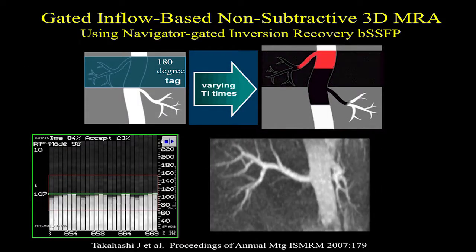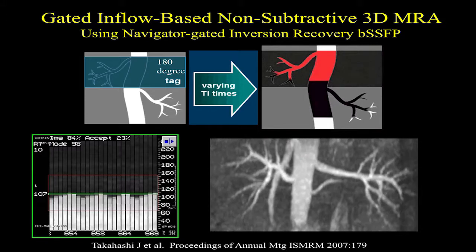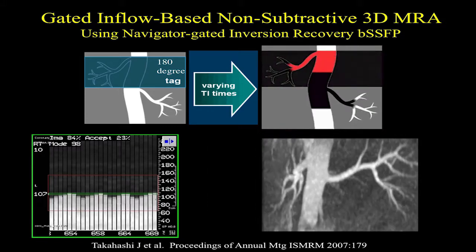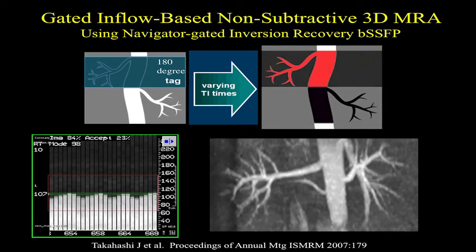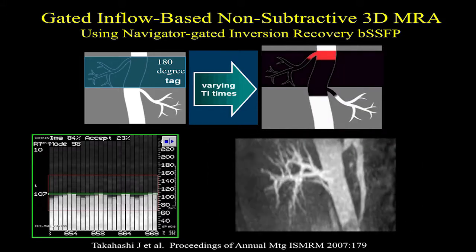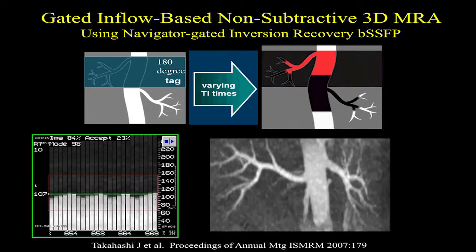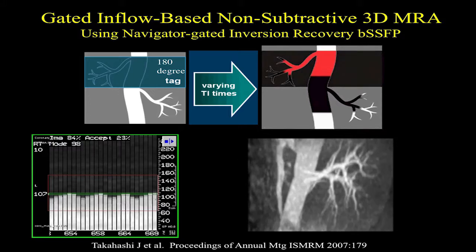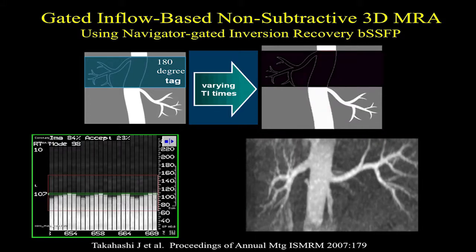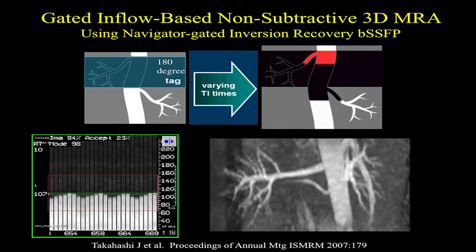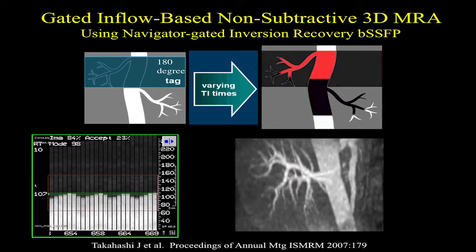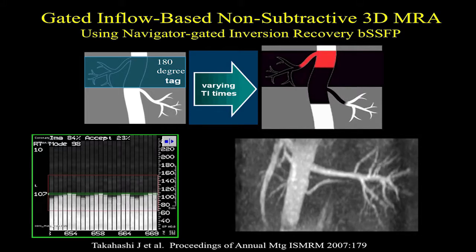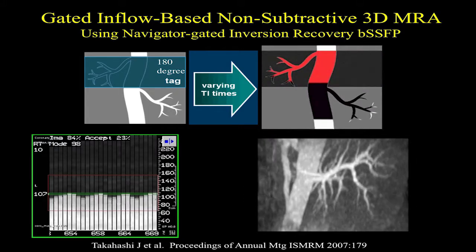So a big advance was the use of inflow-based 3D techniques, and this is using a balanced steady-state free precession readout. You apply an inversion region across the area of interest that suppresses the blood flow and allow a time of about 1 second for the fresh blood to flow in, and you get really nice image quality either using navigator techniques for free breathing or respiratory belts. So this is proven to be a very accurate technique. We use it all the time.